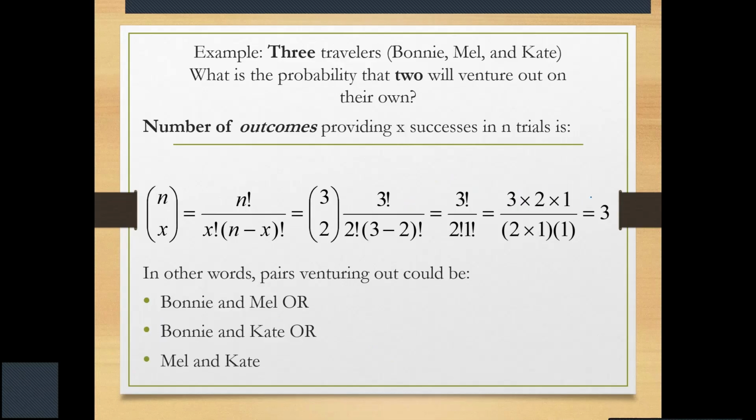3 factorial is 3 times 2 times 1. 2 factorial is 2 times 1. 1 factorial is 1. By the way, 0 factorial is also 1, and that is 3.